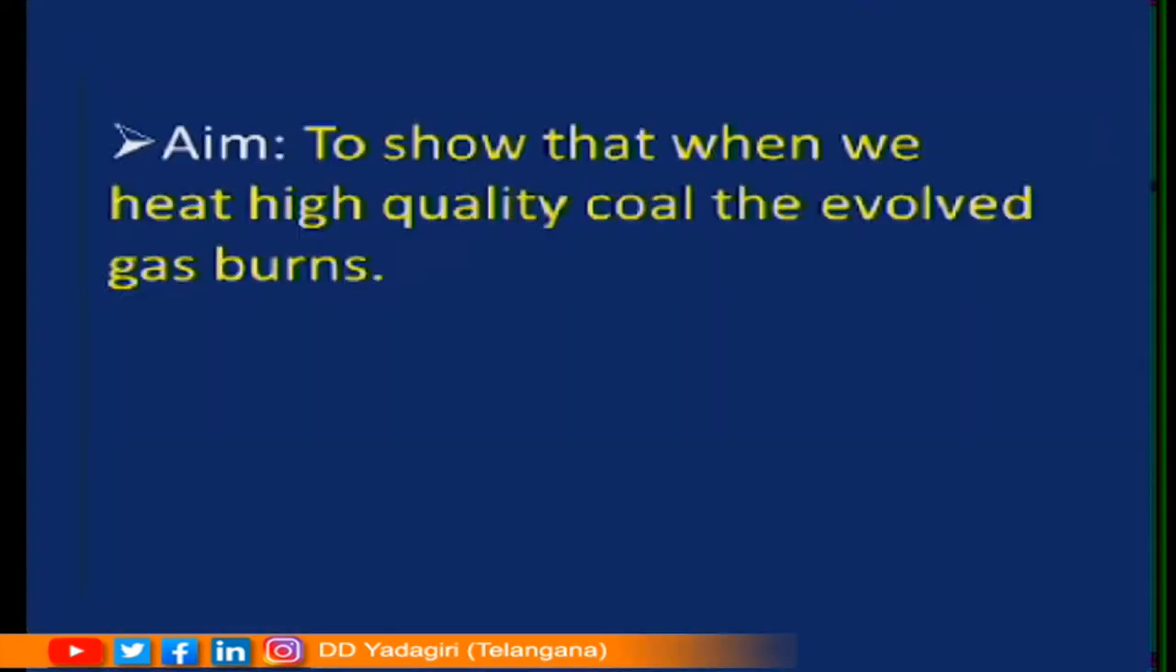Now, we will see this in the form of a small activity. What is the aim of this activity? To show that when we heat high quality coal, the evolved gas burns. We do not know yet, but some gas comes out of the coal. What gas, we will find out later on.